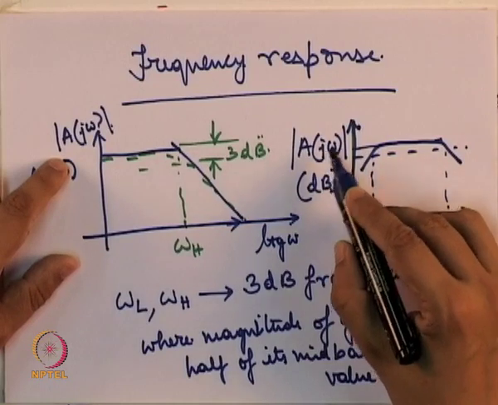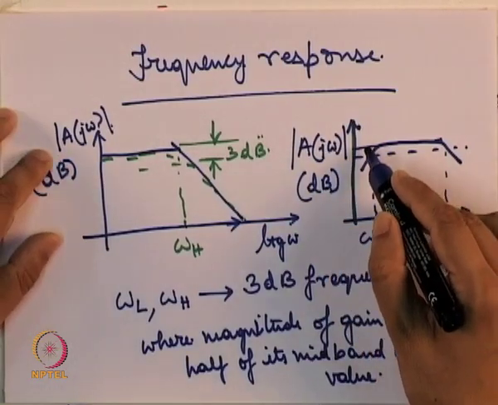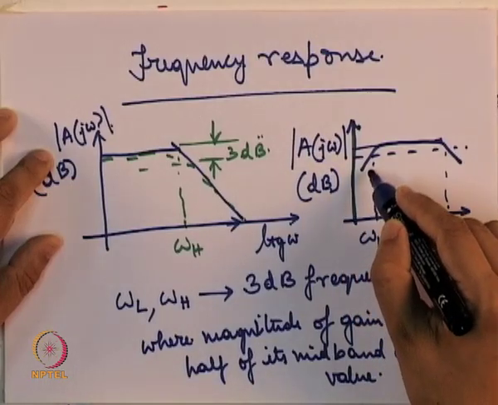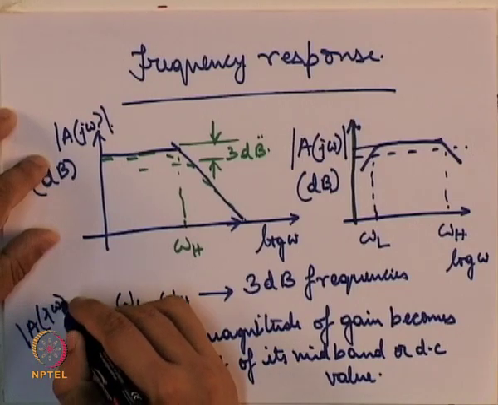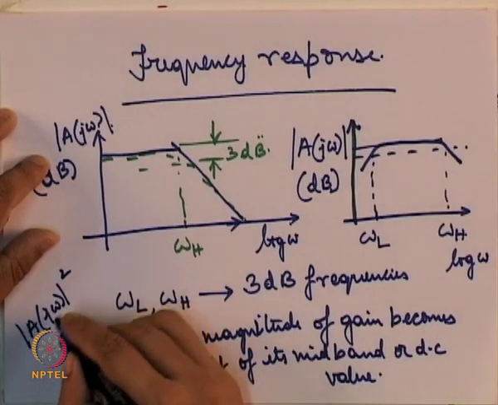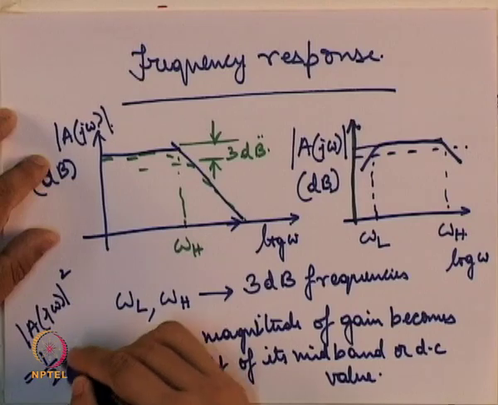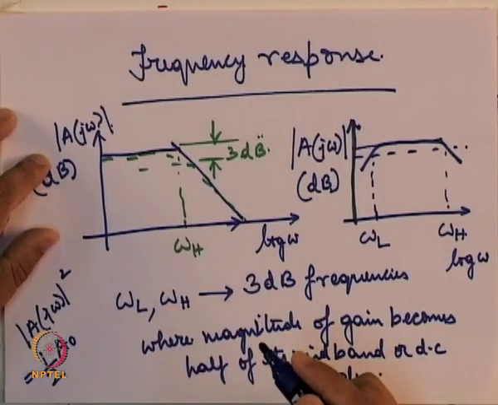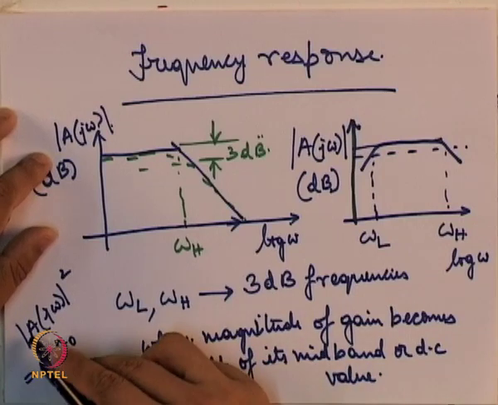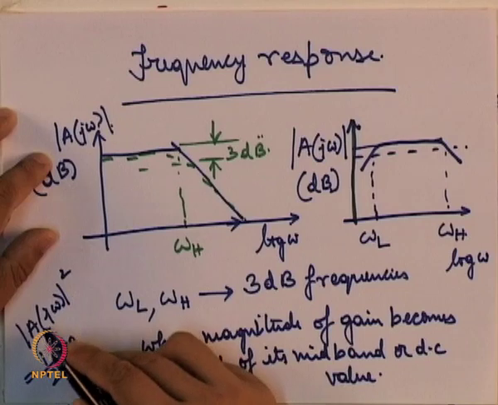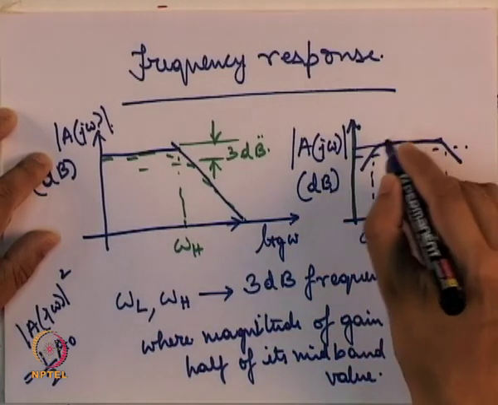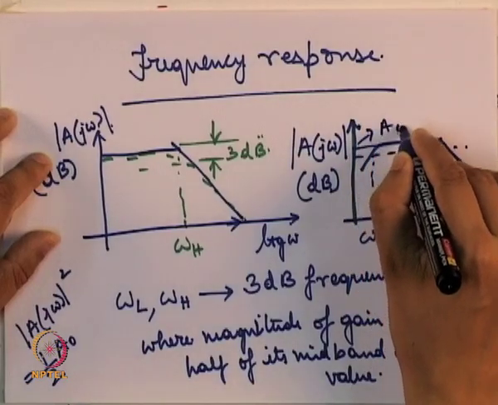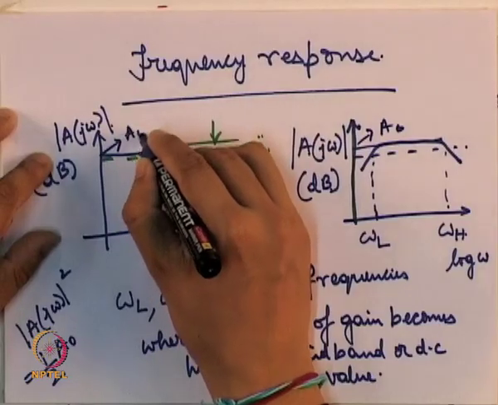So, when I say that A of j omega in dB is falling by 3 dB, it means this A of j omega magnitude square is becoming half of its mid band value. That is why when you take the 20 log or the 10 log of this, you will find that there is a fall of 3 dB from its DC value or its mid band gain. So, this is the A0 value.